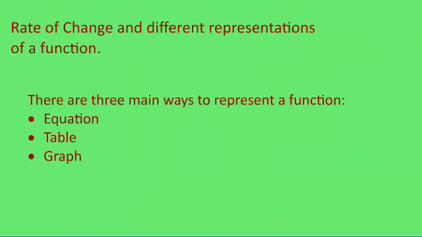Okay, now I want to talk about rate of change. I want to talk about different representations of a function. There are three main ways to represent a function. Okay, we can use an equation, which you've seen a lot of. We can make a table, which we just saw an example of on the previous screen, or you can make a graph. And all three of those are ways to represent a function.